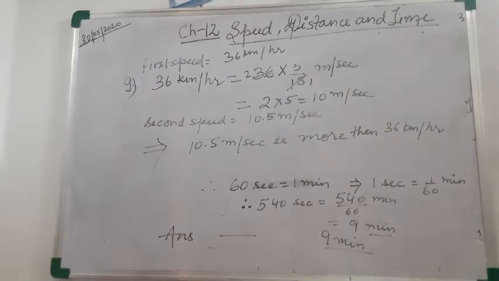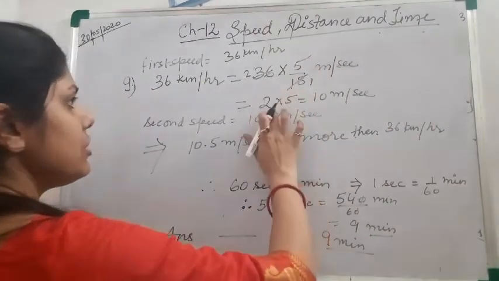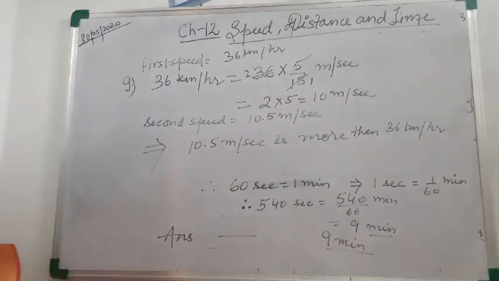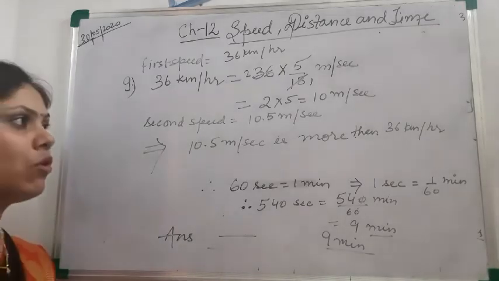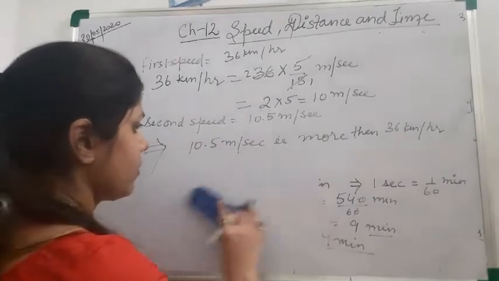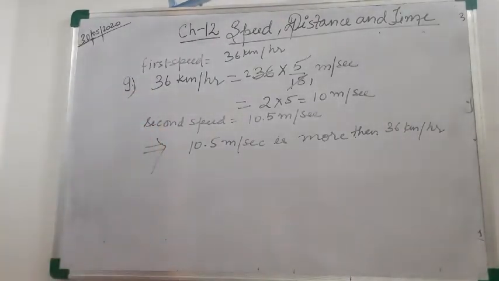So what I have done, I converted the first into meter per second, and you will just find it came 10 meter per second and second was 10.5 meter per second, means you can compare. So second one is more than the first one. This was 9th question. This was the easy one.